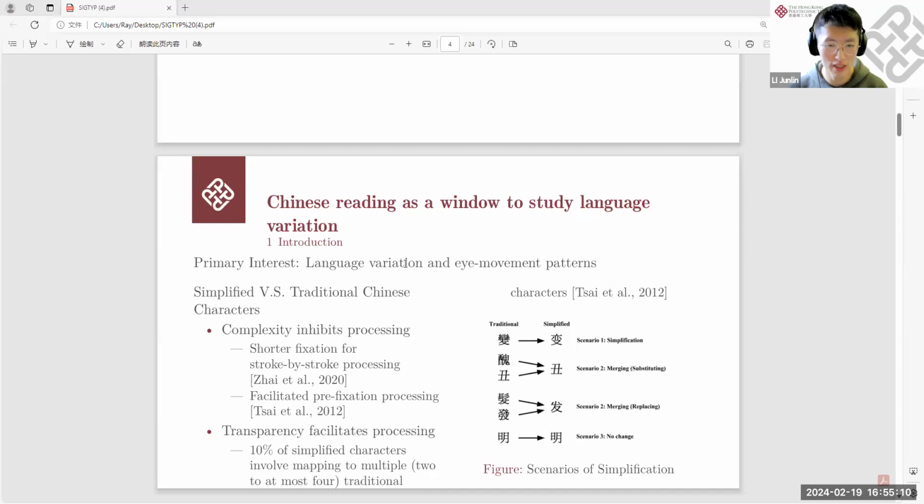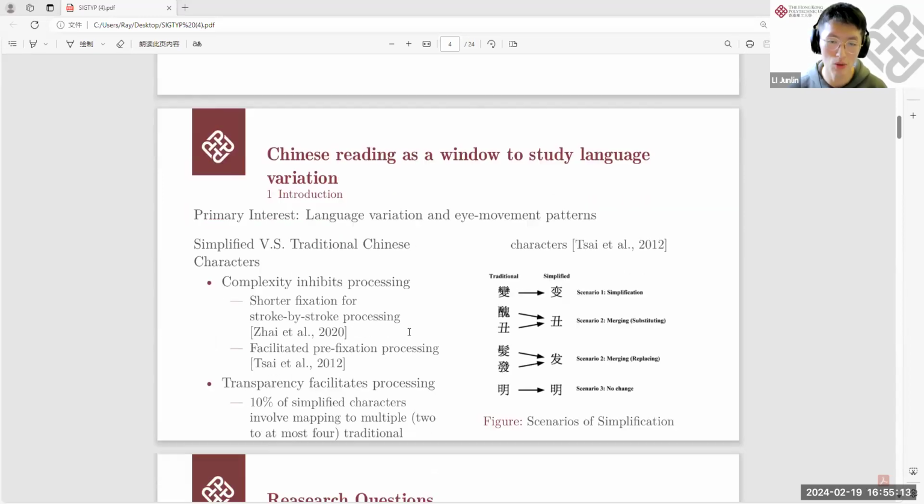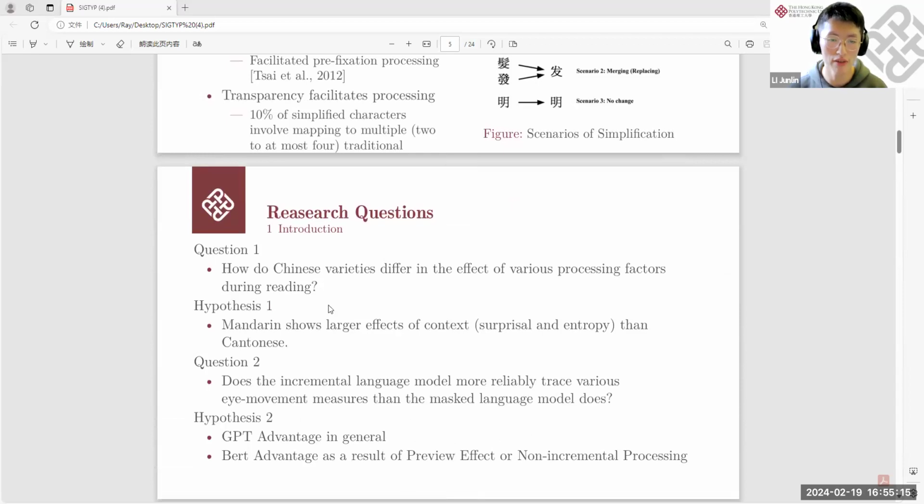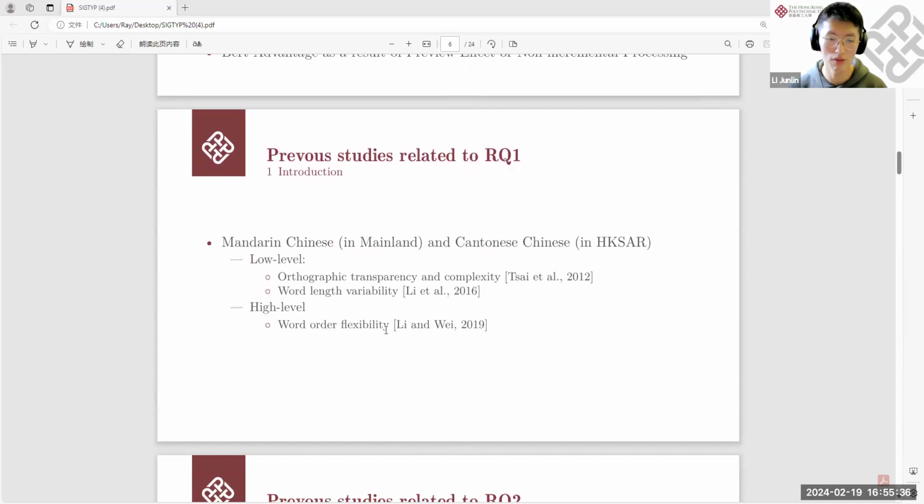So just take this question as an example. We want to know more about how Chinese varieties differ from each other in the effect of various processing laws during reading. We can assume that Mandarin reading depends more on the context than Cantonese because the orthography is less transparent, and also because the word order is more flexible and the word length is more variable, which may hinder or inhibit fast word segmentation in parafovea, which is highly contingent on context effect.